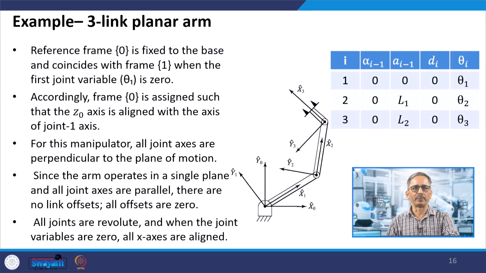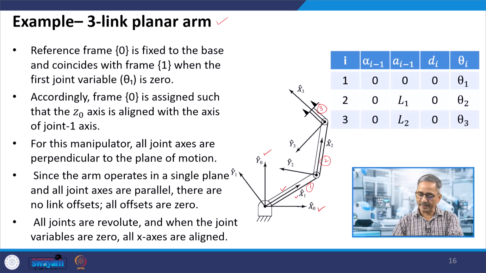Let us take an example. I will first take a 3-link planar arm. Suppose this is my 3-link manipulator, this is my first link, this is the second link, and this is my third link. This is my 0th frame, which is the base frame or inertial frame. This is my first frame, attached to the first link, and the origins of the 0th frame and the first frame are the same. At the beginning of the second link, I attach a second frame, and at the beginning of the third link, I attach the third frame.